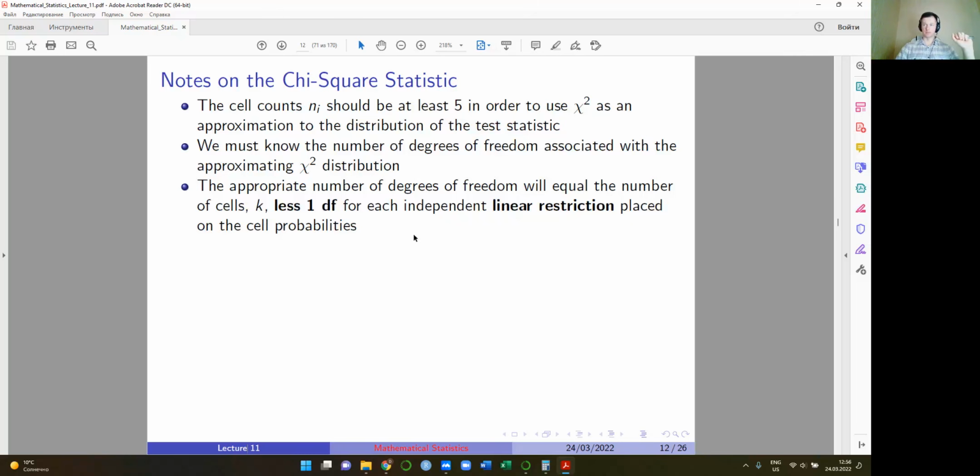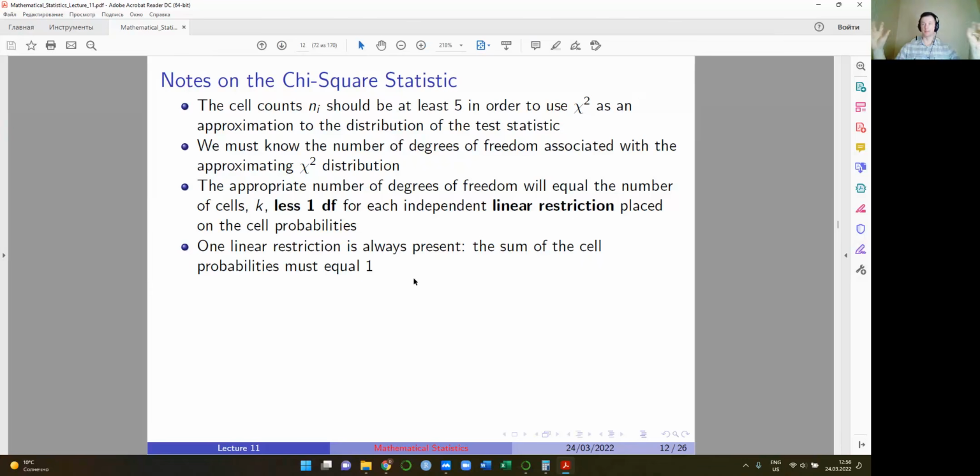So what does this mean? We always have at least one restriction. At least one restriction is that the sum of cell probabilities must equal 1. This is always applied. We know that probabilities must sum to 1. Therefore, we always subtract 1 from k.